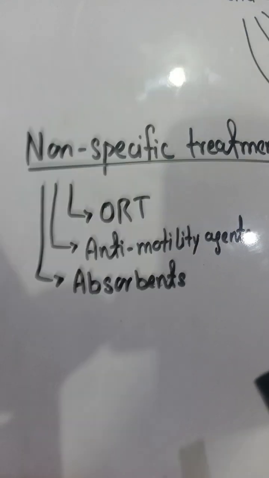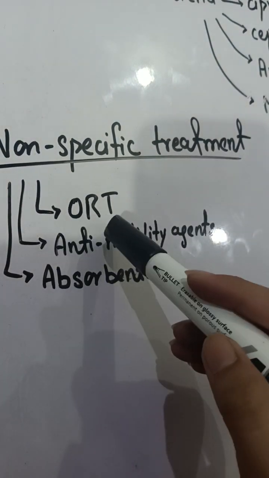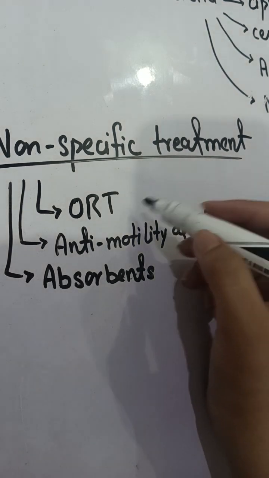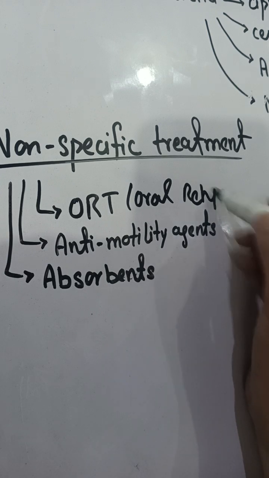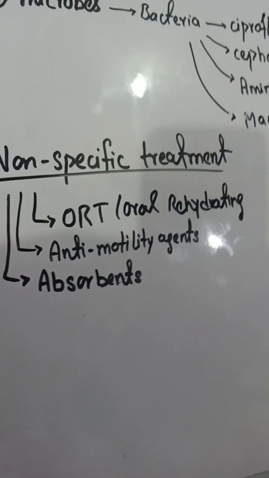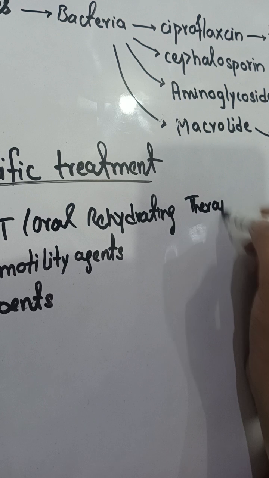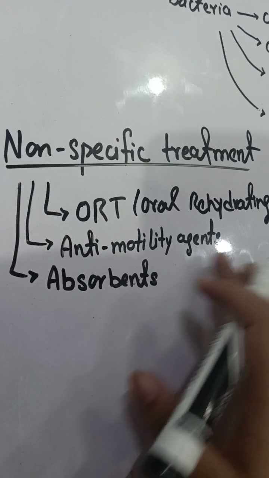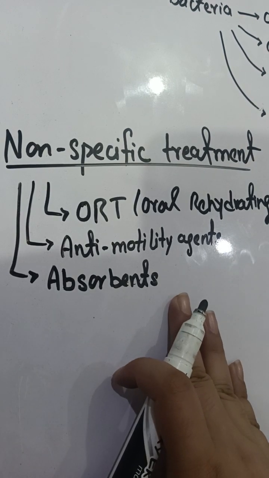First is ORT. What is ORT? ORT is oral rehydrating therapy. I am writing the full form: oral rehydrating therapy. Second, you can give anti-motility agents in order to treat it, and lastly we will give absorbents to that patient.